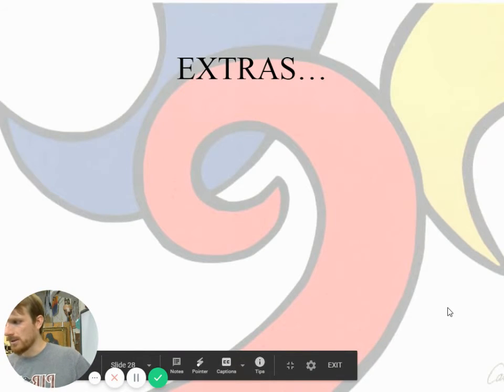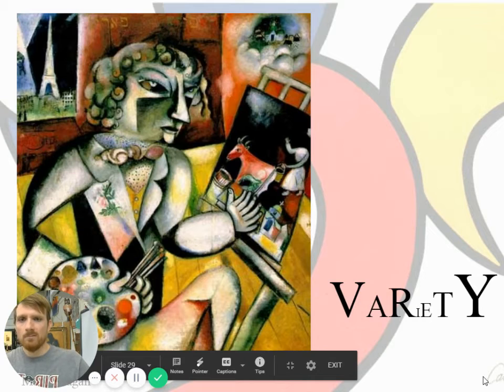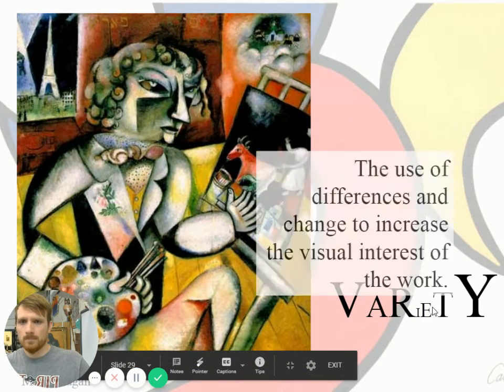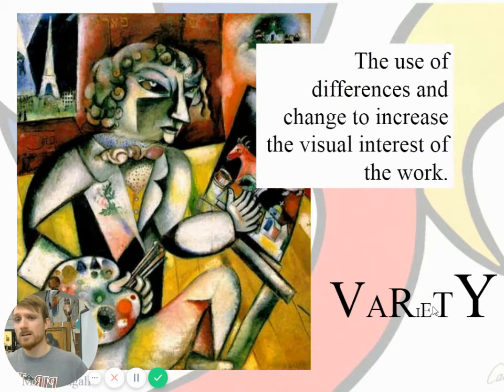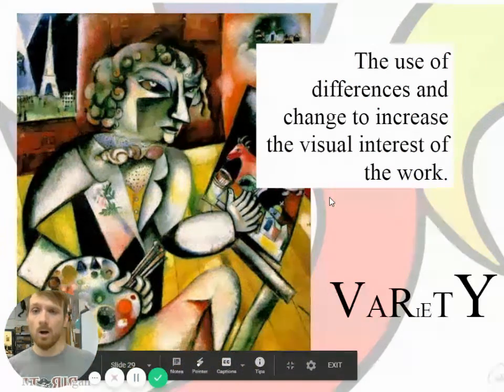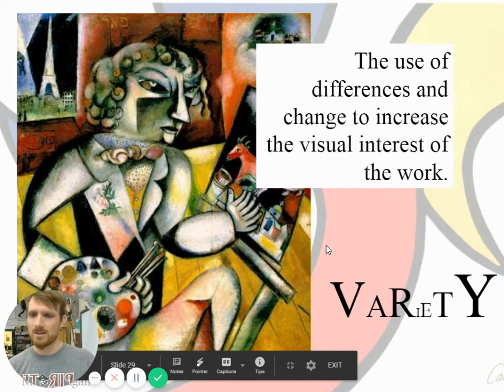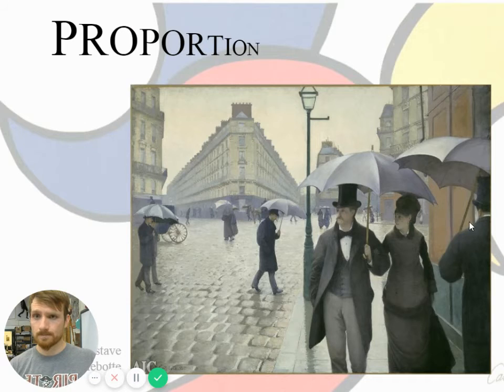So we've got a couple extras. Variety is the use of differences to change or increase the visual interest in the work. And so using a variety of colors, a variety of shapes, a variety of just all the elements together in different ways creates a more intense visual interest.